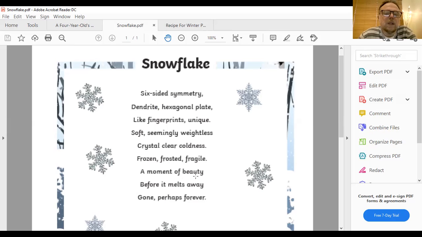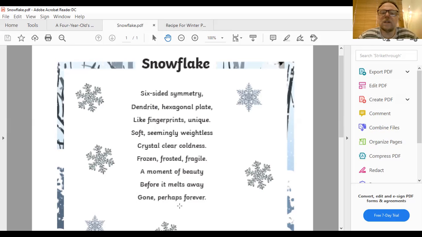A moment of beauty before it melts away. Gone, perhaps forever. And I think the poet with this one wanted you to think about how beautiful a snowflake was and how delicate and how it doesn't last very long, does it? It's very beautiful, but once it melts, it is gone. And I'm not sure about perhaps forever. I think it is forever, isn't it? Even if you got the water and froze it again, it wouldn't turn back into a snowflake. They're made in the clouds, all different. I quite like that one.